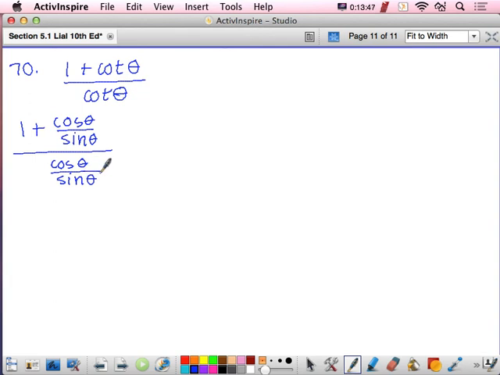And the easiest way, regardless of what you've been taught previously, once you get to this point in math, the easiest way to get rid of what we call a complex fraction is multiply top and bottom by the common denominator of every term. Well, we have 3 terms. We have 1, we have cosine over sine, and we have cosine over sine. The common denominator is sine. So go and multiply top and bottom by sine.